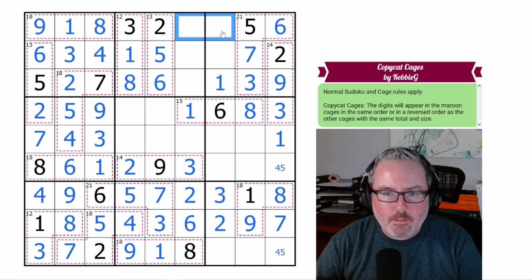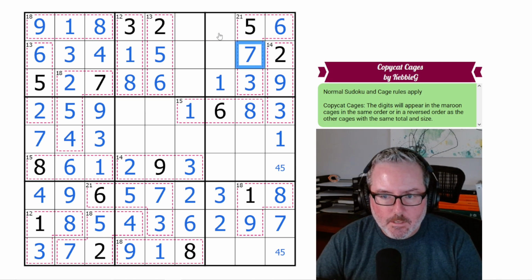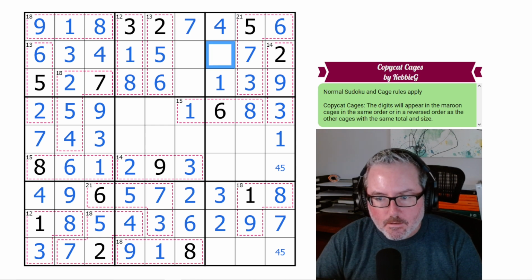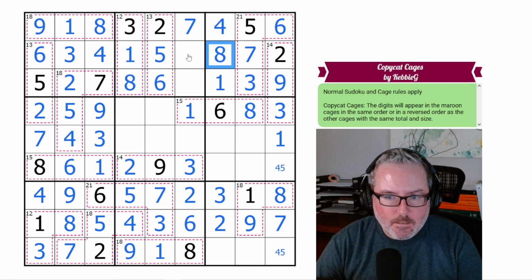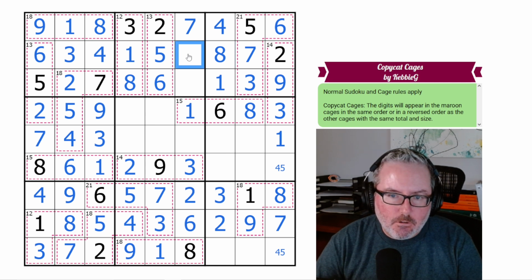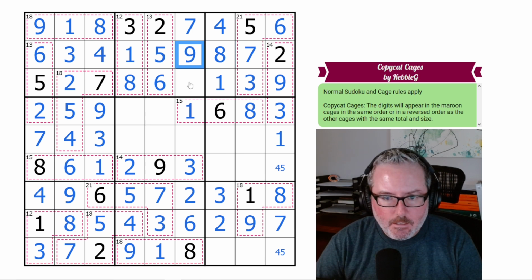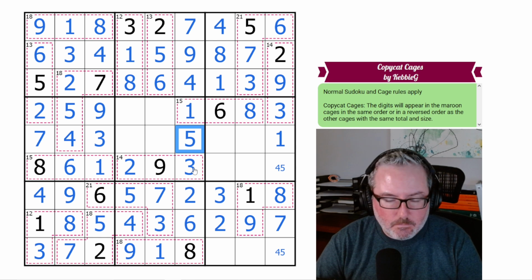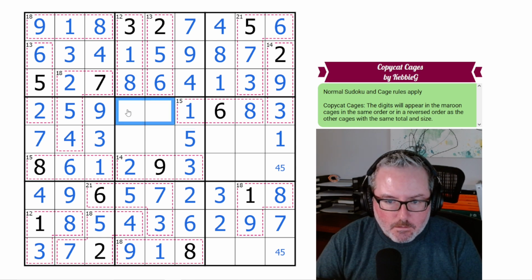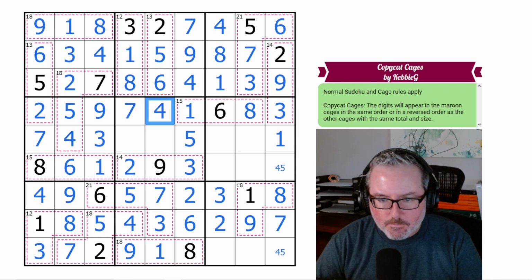Up here we end up with 4 and 7. We've got a 7 right there, so this must be 4 and this must be 7. This is an 8 to finish off that region. This row must have a 9 in it. This region must have a 4 in it. This column must have a 5 in it. Okay, so these two digits we're looking at 4 and 7. So we've got 4s and 7s down here, so 7 and 4.